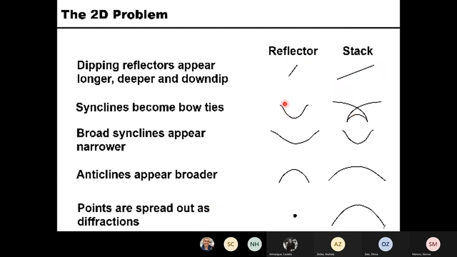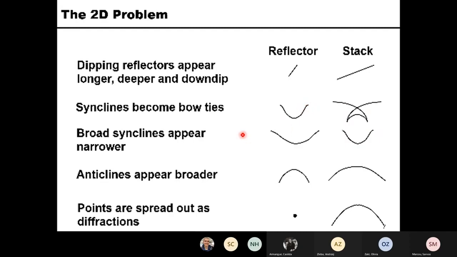So at the end, this syncline structure, the syncline reflector, looks like a bow tie in your stack section, right? A bow tie stack section, okay? Very nice bow tie. So when you see this, you can immediately interpret your seismic profile and say this must be a bow tie, right?